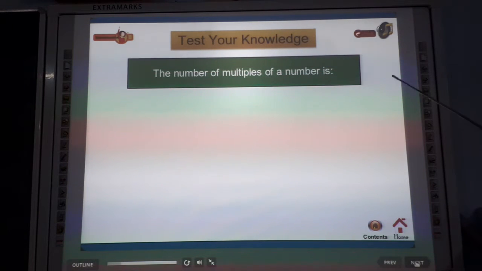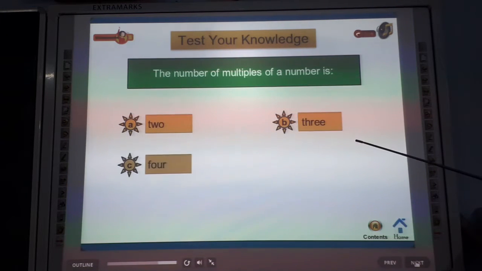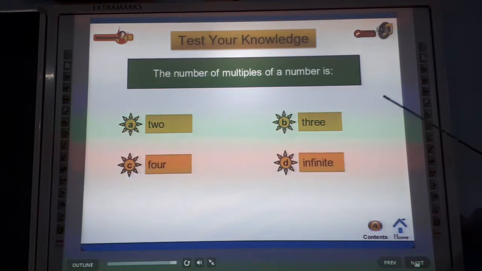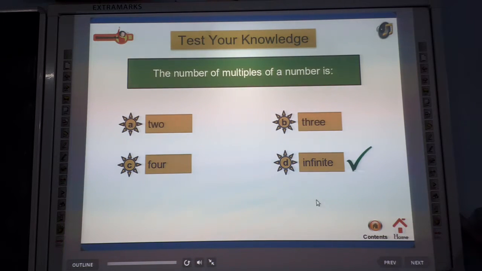Now, next, test your knowledge. The number of multiples of a number is option A 2, option B 3, option C 4, and option D infinite. Now, click to know the correct answer. So option D is correct, infinite.